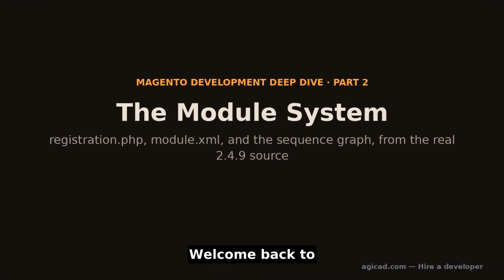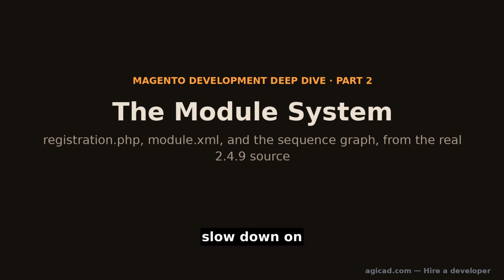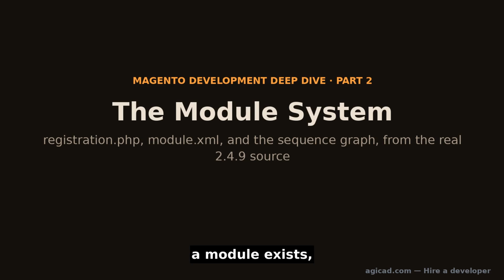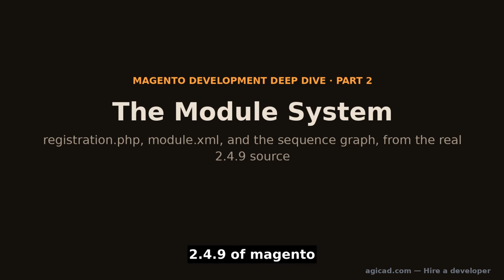Welcome back to Magento Development Deep Dive. Last time we traced the boot sequence from pub/index.php down to the object manager. Today we slow down on one piece of that sequence, how Magento even knows a module exists, and how it decides what order to load them in. Everything on screen is pulled verbatim from tag 2.4.9 of Magento/Magento 2, the same commit we cited last time, so you can check every line yourself.